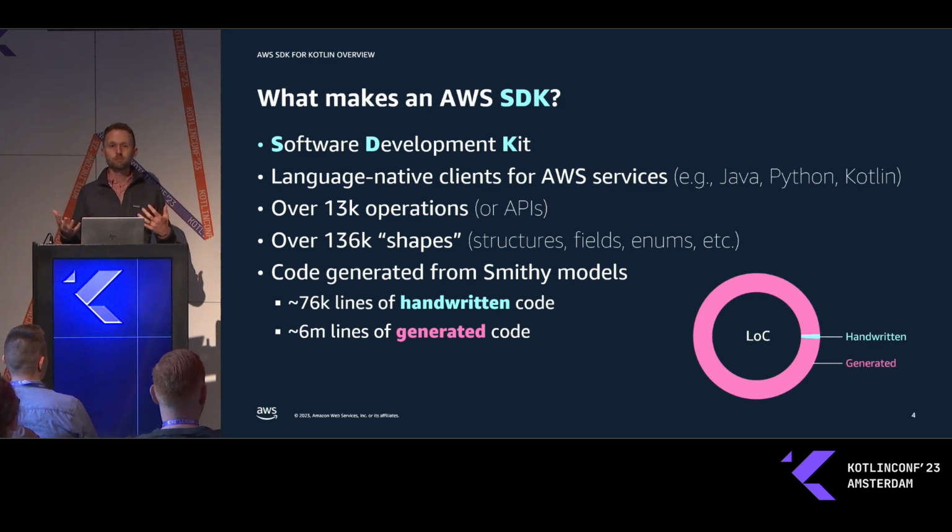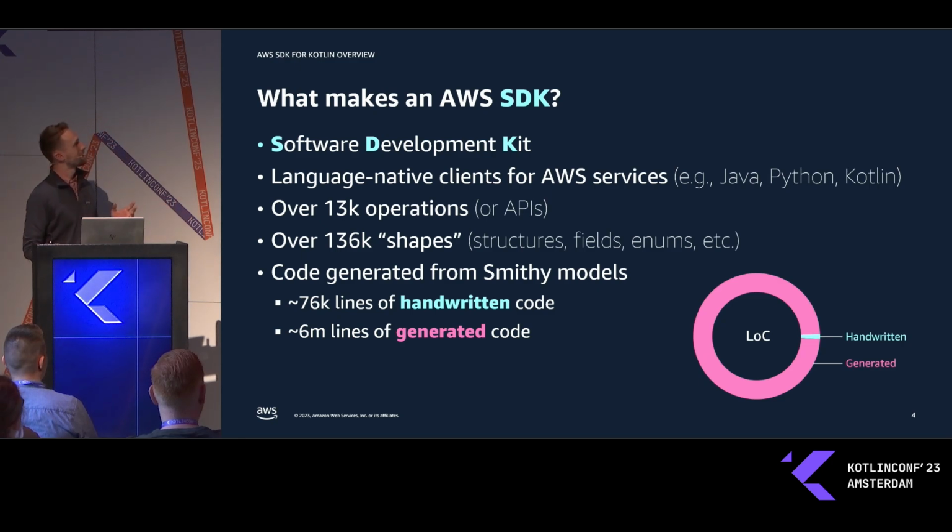Between the inputs and outputs and all the different types of data that those operations need, there's over 136,000 shapes in each of the AWS SDKs. These shapes are things like structures, fields, enumerations, other kinds of data that are necessary to marshal data back and forth between your code and AWS.